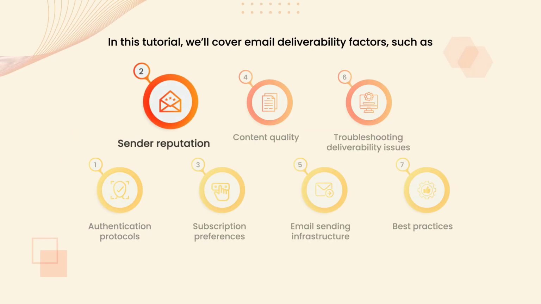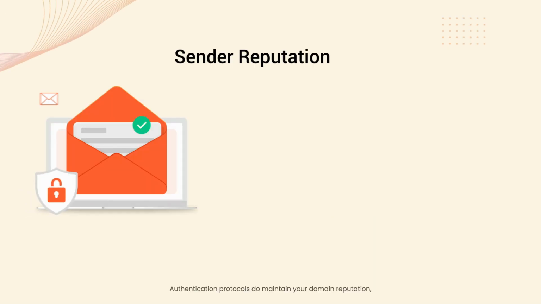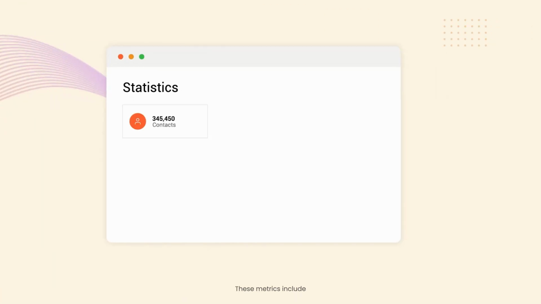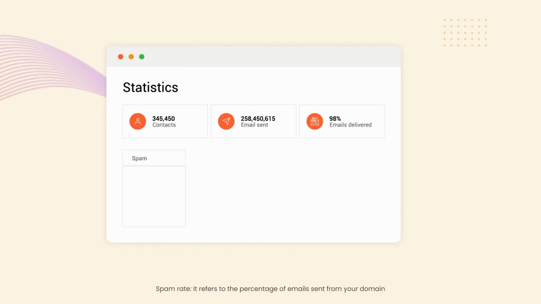recipients. Sender reputation. Authentication protocols do maintain your domain reputation, but there are various other metrics you need to keep in check to increase your sender reputation. These metrics include spam rate. It refers to the percentage of emails sent from your domain that are marked as spam by recipients. Your spam rate should not exceed 0.3%.